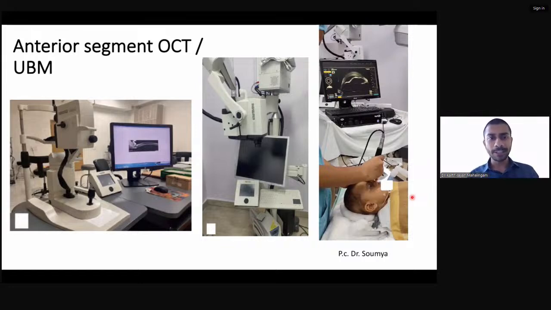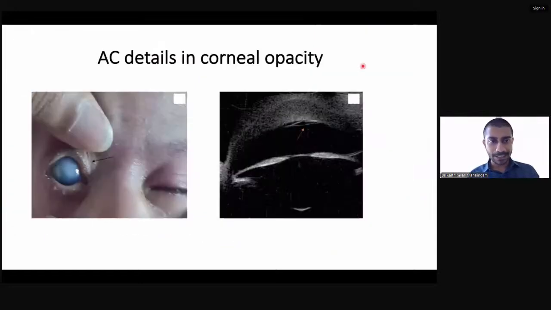So what can we see? In case of corneal opacity, where we can't see the AC details clearly, we can use this OCT or UBM, where we can see whether the AC is deep or not, whether iris is attached to the cornea, or how is the lens, etc. In this image, you can see the central corneal edema along with the detachment of the EMPDL complex.